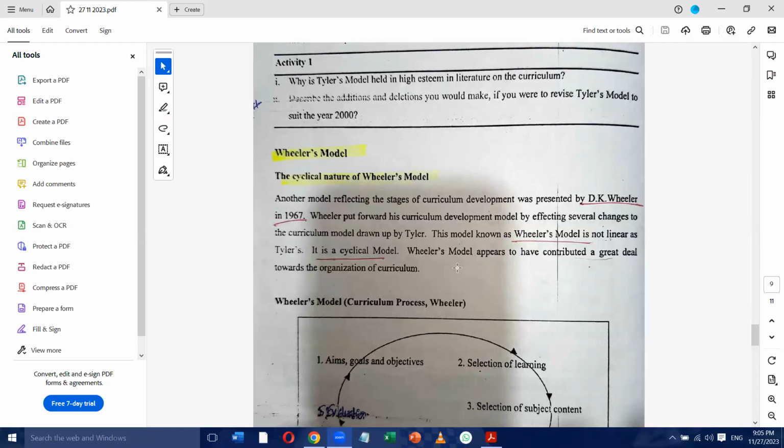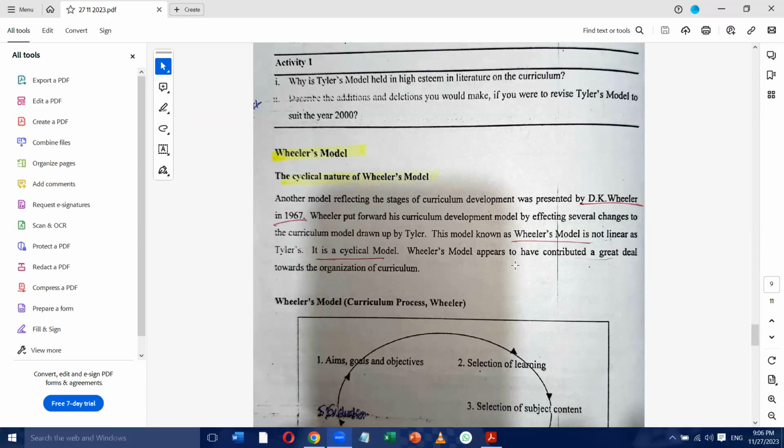Another model reflecting the stages of curricular development was presented by D.K. Wheeler in 1967. Wheeler put forward his curriculum development model by effecting several changes to the curriculum model drawn up by Tyler. Basically, he took something from Tyler and made some changes. This model, known as Wheeler's model, is not linear like Tyler's. It is a cyclical model.